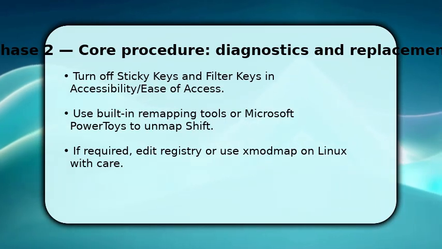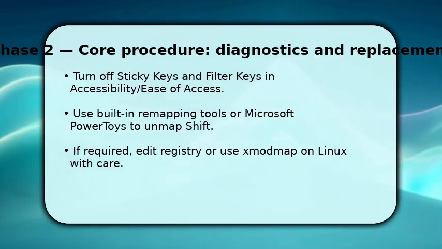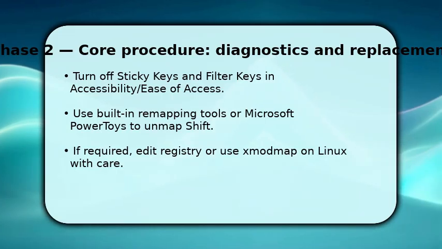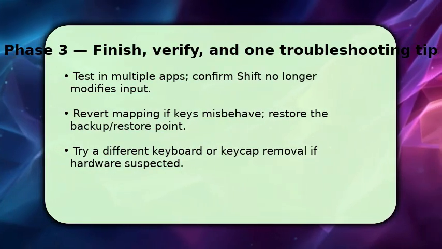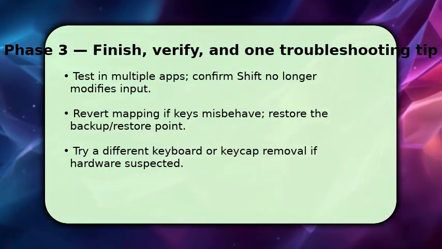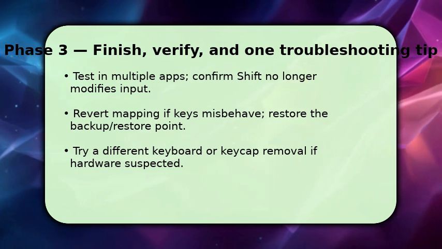If you must, edit the Windows registry key for scancode map, but take caution. Backup, because incorrect edits can disrupt input entirely. Finish by testing. Open a text editor and press both Shift keys. Make sure capitalization and shortcuts no longer trigger.